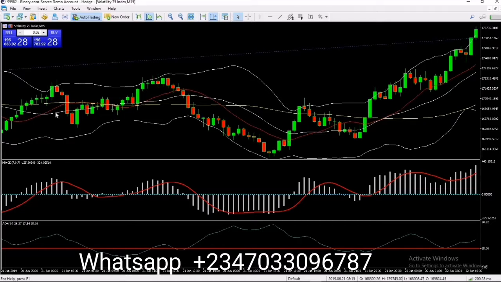This particular region cannot be traded. Why? You can see how erratic these lines are, and you can see this is currently touching and is below this red line, so we can't take it.